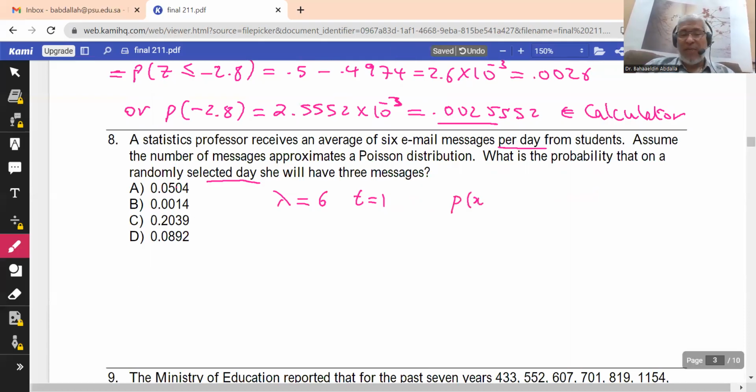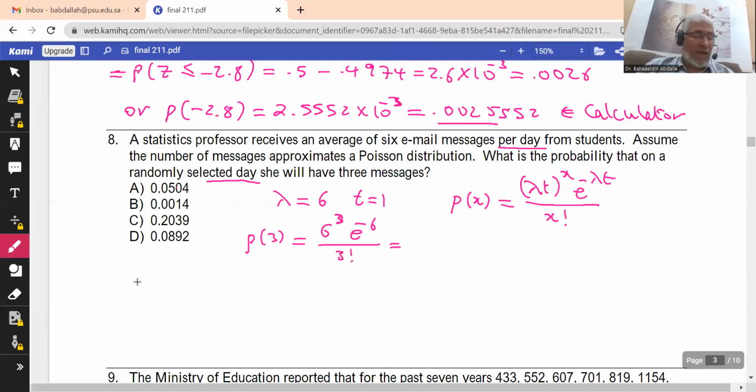Well, the formula says that probability of X equals (lambda t) to the power of x, then e to the power negative lambda t, over x factorial. So lambda t here is 6, and we need to find the probability of 3, so x is 3. So 6 to the power 3, then e to the power negative 6, over 3 factorial. And if you use the calculator, you will find that the answer here is 0.0892. So the answer is part D.